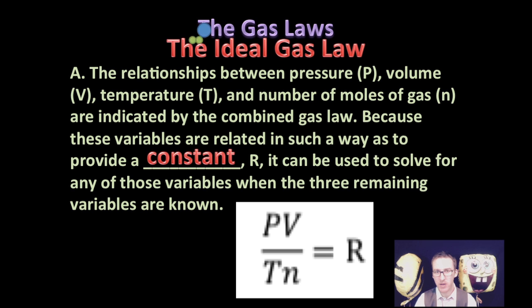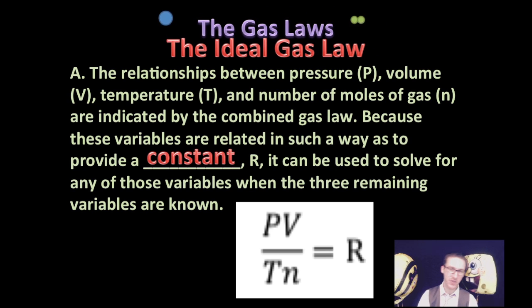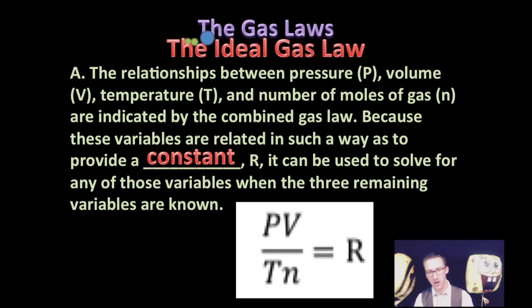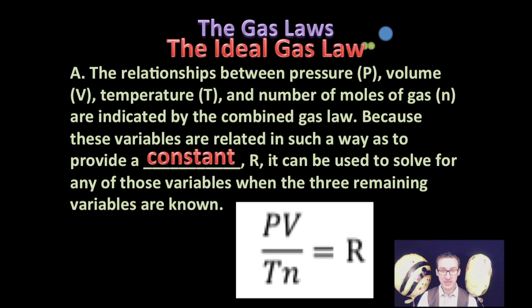All right, so as we talked about earlier, the relationships between pressure, volume, temperature, and number of moles of gas are indicated by the combined gas law. Because these variables are related in such a way as to provide a constant, which we'll use the letter R for, it can be used to solve for any of those variables when the three remaining variables are known. So basically, today is all about algebra.